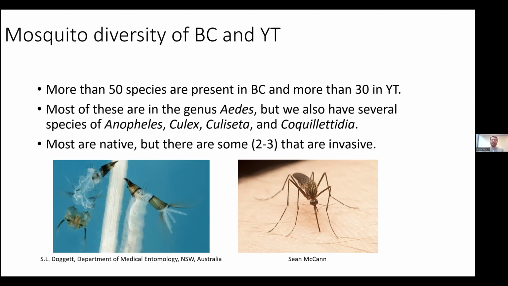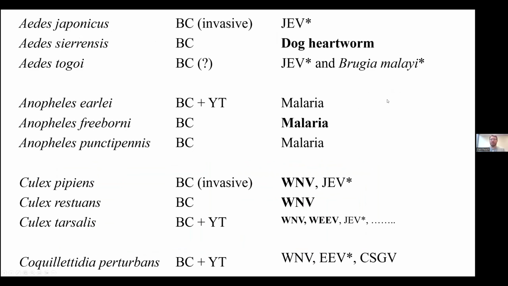So of course, why we're interested in mosquitoes in particular is because they are some of the world's deadliest organisms. This is a subset of species that are found in BC, both native and invasive, and you can see all the things that they can vector there.